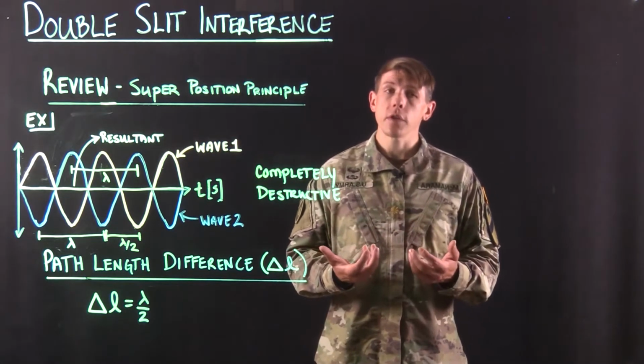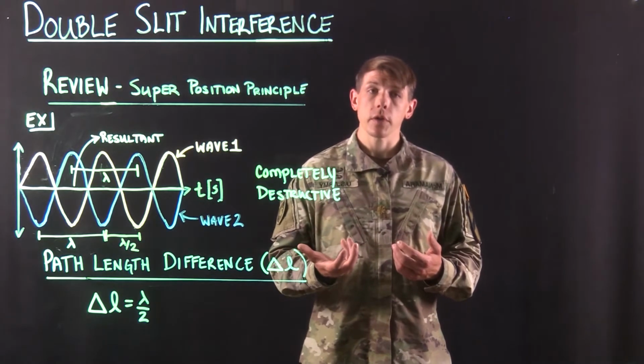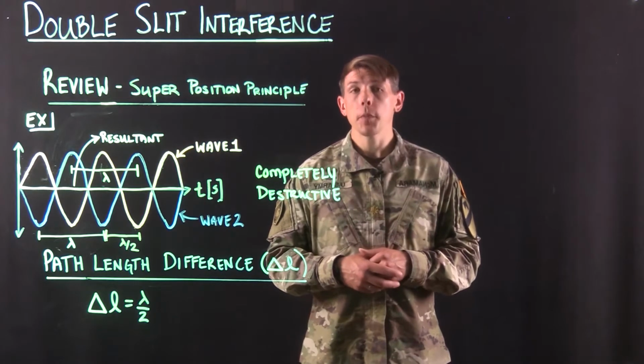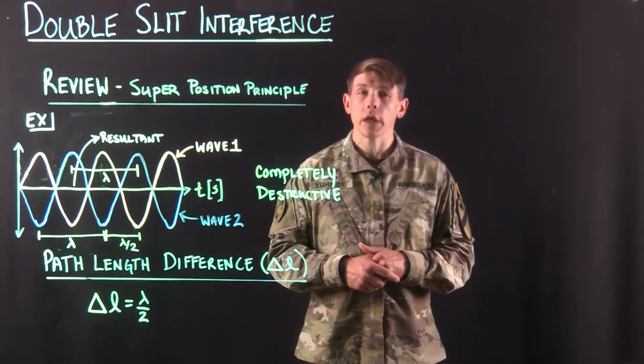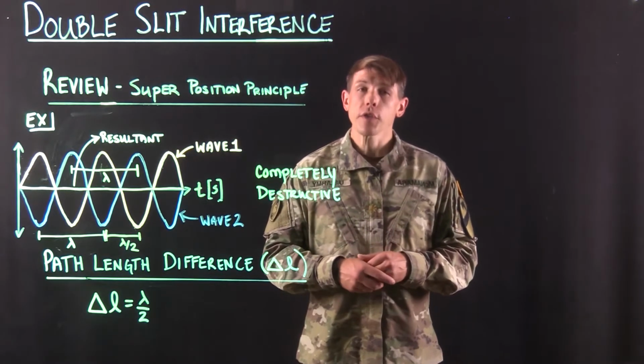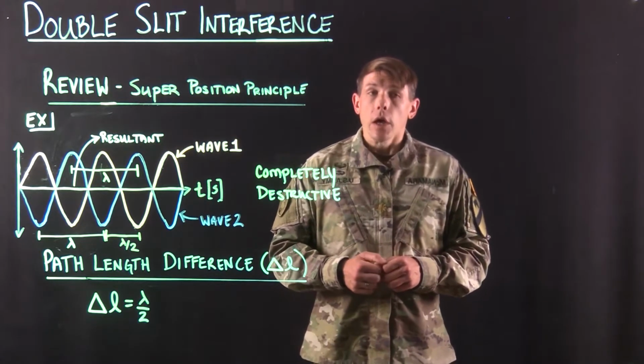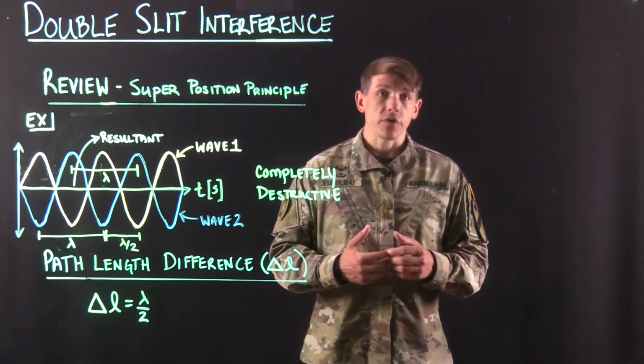A great place to start our discussion about double slit interference is a review of the superposition principle. This principle tells us that when I have two waves interacting with one another in space, their resultant is the algebraic sum of each individual disturbance. Let's consider an example to better understand what this means.